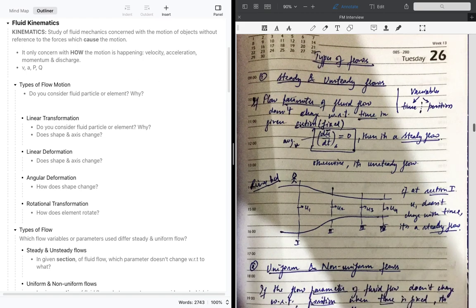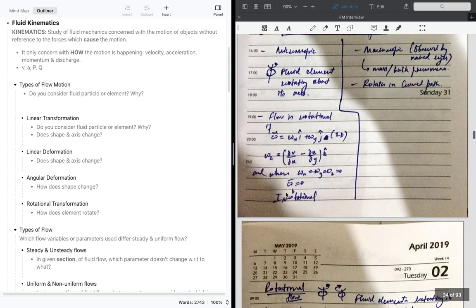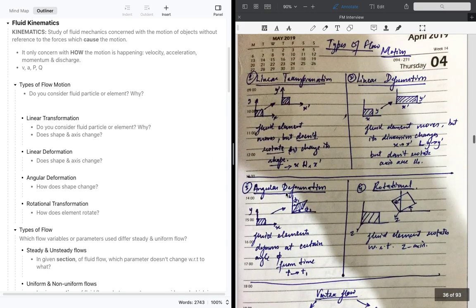These four quantities explain how the motion is happening. Okay, so there are four types of flow of motion. Let's see, I'll show you. There are four types of flow of motion. First is linear transformation, linear deformation, angular deformation, rotational.